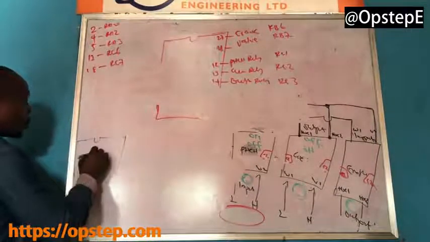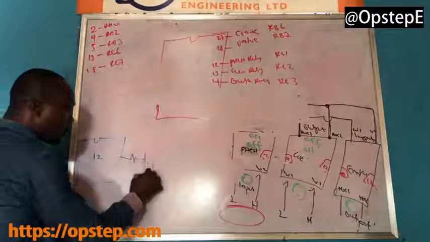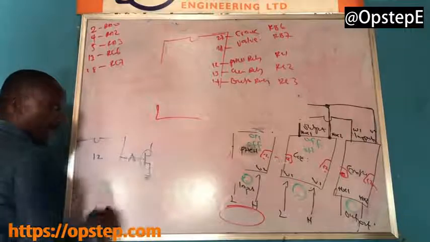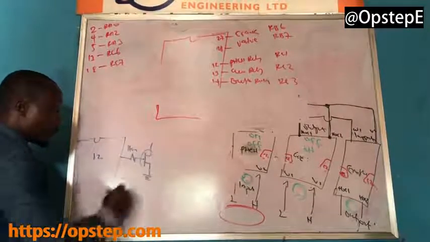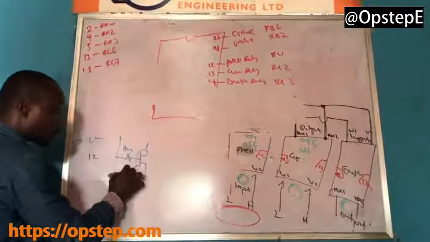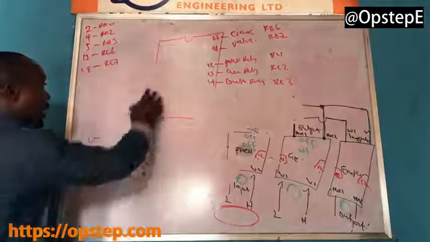Assuming this is your pin 12, it goes through a resistor to a transistor. Are you with me? And I said this is a 1 kilo-ohm resistor, isn't it? And I said the transistor is what? BC547. I gave it to you. I wrote it before.